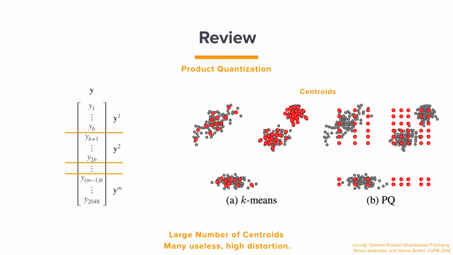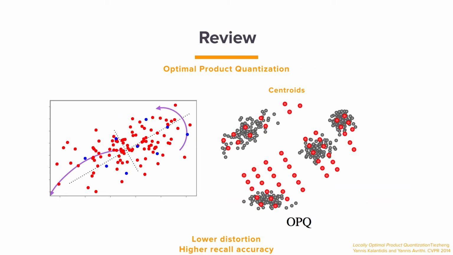We get so many more centroids for way less computation, right? But we have a lot of wasted space here. We're not getting as good distortion as we want. K-means actually got better distortions if you set k to the same value, right? But that was computationally infeasible. So we did optimal product quantization. We'll just rotate everything. We get a lower distortion, higher accuracy.